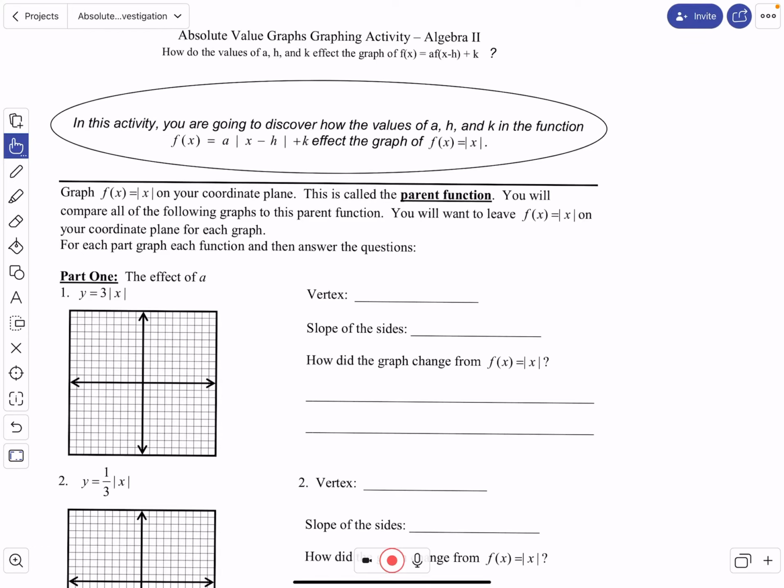So this is an activity where we're going to investigate the effects of numbers on a graph, like if numbers are out front, what they're going to do to it, if they're inside the absolute value bars, or if they're outside the absolute value bars. So the first thing we're going to look at is the absolute value of x. And the first thing it wants us to do is to graph the absolute value of x in our coordinate plane. And I'm just going to do it in black.